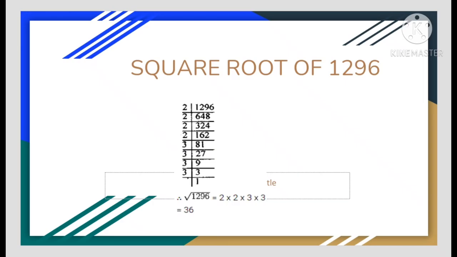The square root of 1296. 1296 divided by 2 gives 648, and 648 divided by 2 gives 162. 162 divided by 2 is 81. 81 divided by 3 is 27. 27 divided by 3 is 9, and 9 divided by 3 is 3. Here 2 is repeated 4 times and 3 is repeated 4 times. In order to remove the square root, for every 2 repeated digits we write one digit. Here 4 twos give 2 into 2, and 4 threes give 3 into 3, so 2 twos are 4, 3 threes are 9, and 4 nines are 36.